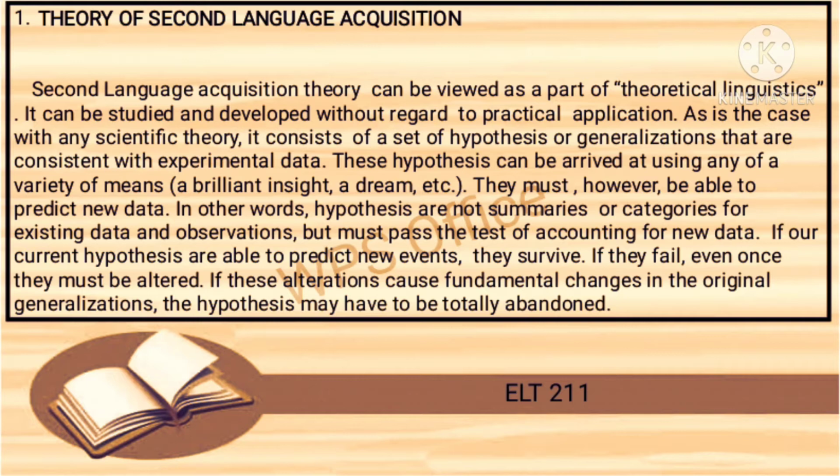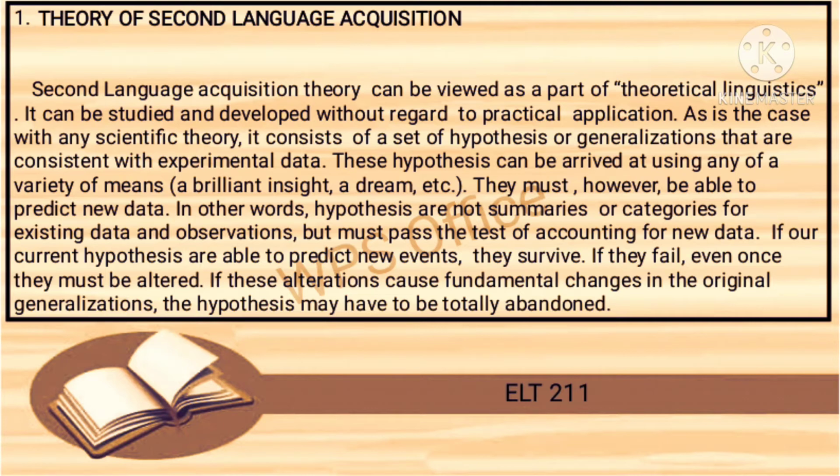It can be studied and developed without regard to practical application. As is the case with any scientific theory, it consists of a set of hypotheses or generalizations that are consistent with experimental data. These hypotheses can be arrived at using any of a variety of means: a brilliant insight, a dream, etc. They must, however, be able to predict new data. In other words, hypotheses are not summaries or categories for existing data and observations, but must pass the test of accounting for new data. If our current hypotheses are able to predict new events, they survive.